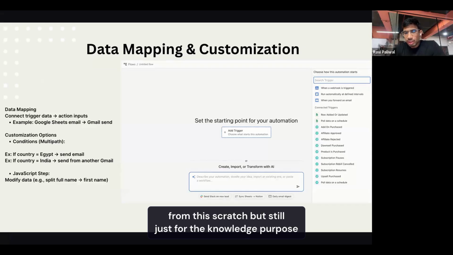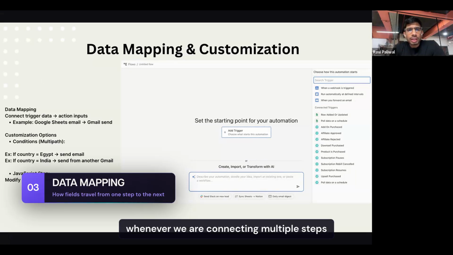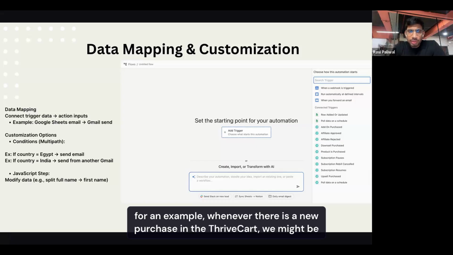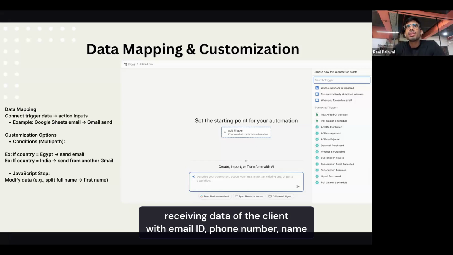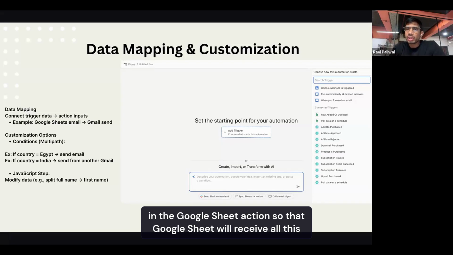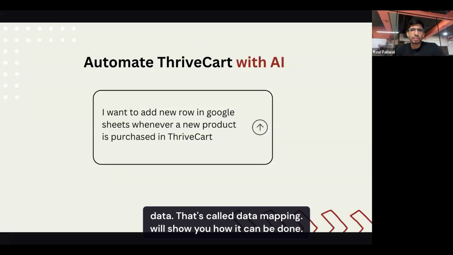But still, just for the knowledge purpose, for the clarity, whenever we are connecting multiple steps, the data travels from one step to another step. For example, whenever there is a new purchase in ThriveCart, we might be receiving data of the client with email ID, phone number, name, and what kind of purchase the client made. So this data I wanted to map in the Google Sheet action so that Google Sheet will receive all this data. That's called data mapping. I will show you how it can be done.